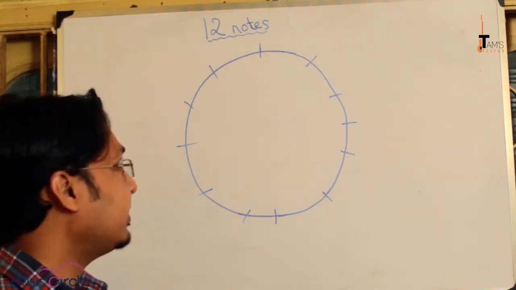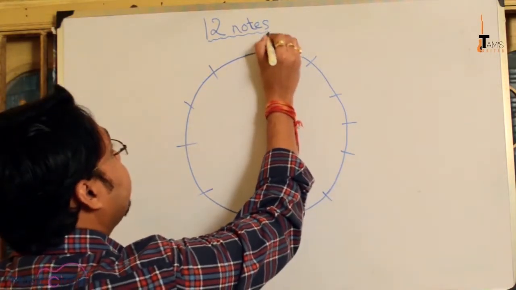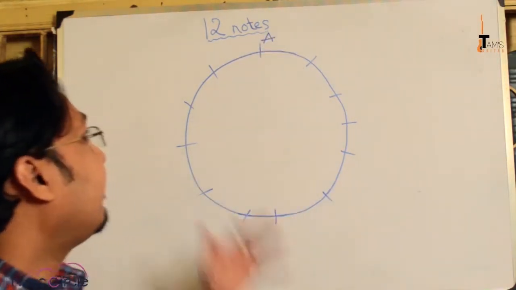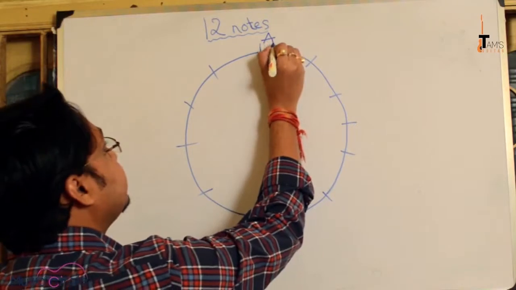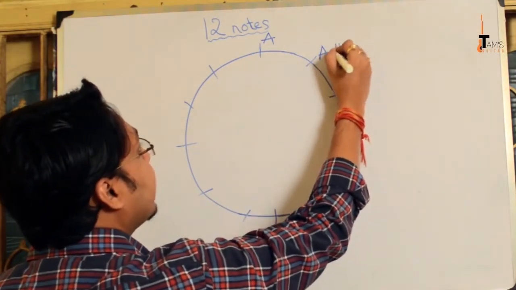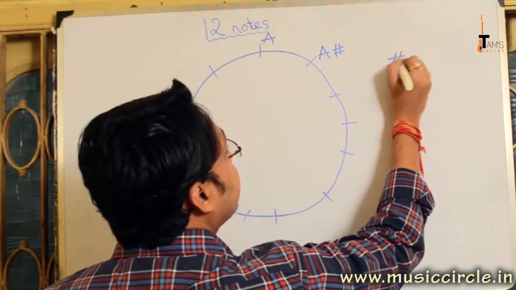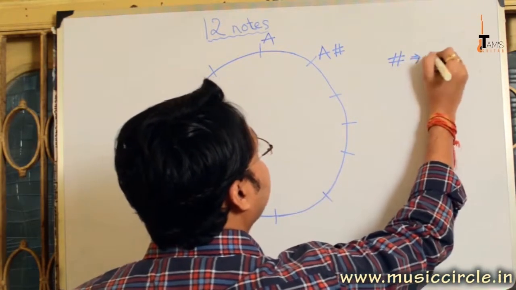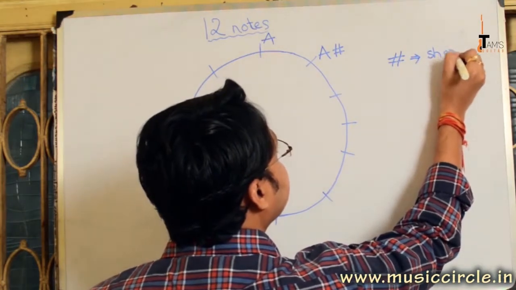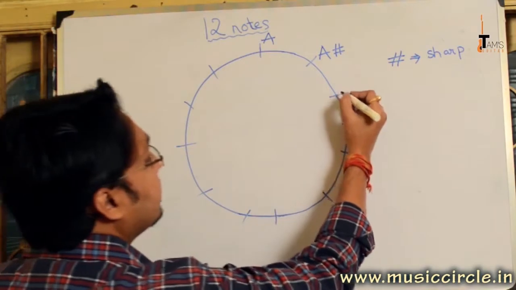The notes are named alphabetically. So we can start with the note A. So this is A, right? And after A we have A sharp. We write sharp like this, with the hash sign. Okay, this is sharp. And after A sharp we've got B.